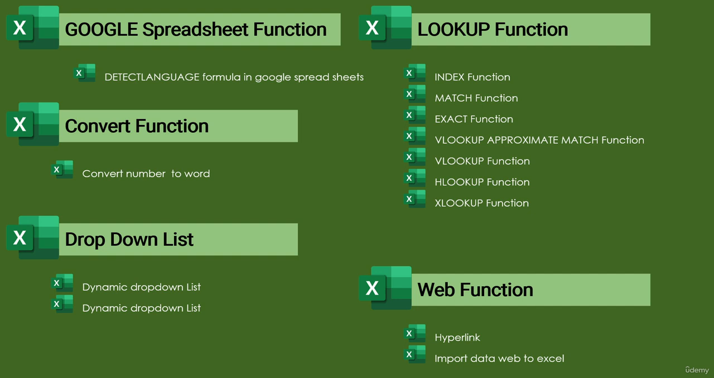We have create a drop down list, dynamic drop down list. Then we will move to lookup functions: INDEX function, MATCH function, EXACT function, VLOOKUP, approximate match VLOOKUP function, HLOOKUP function, XLOOKUP function. Then we have web functions, which are hyperlink and import data from web to Excel.